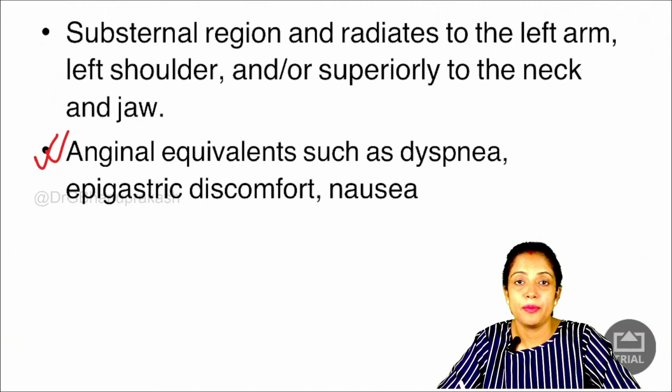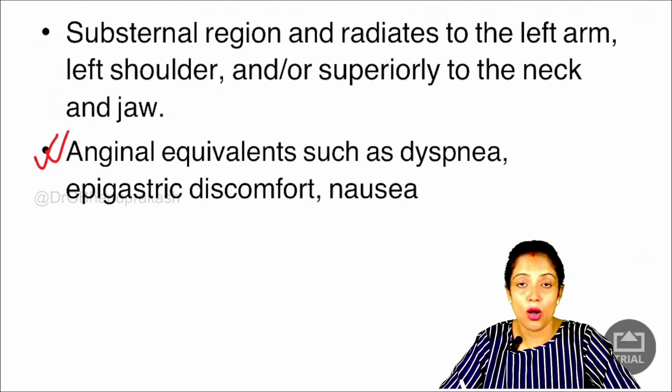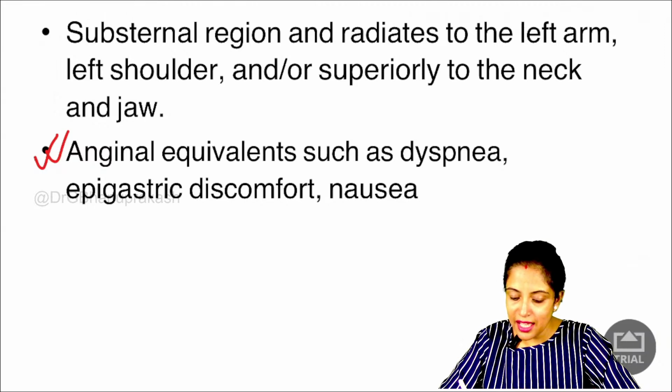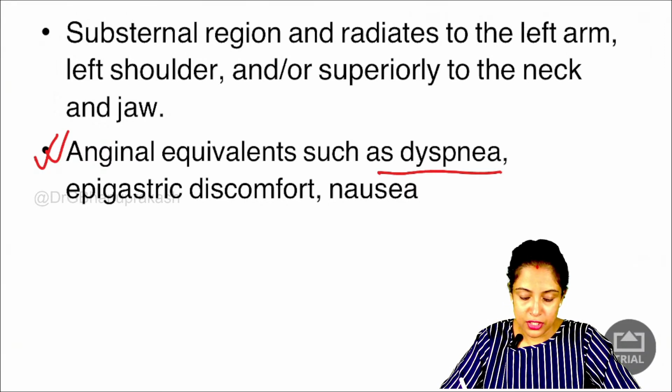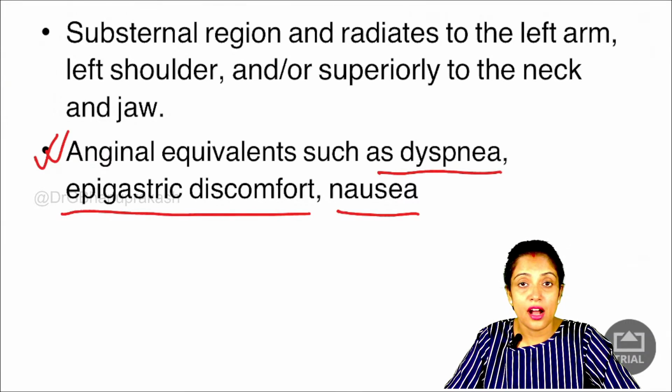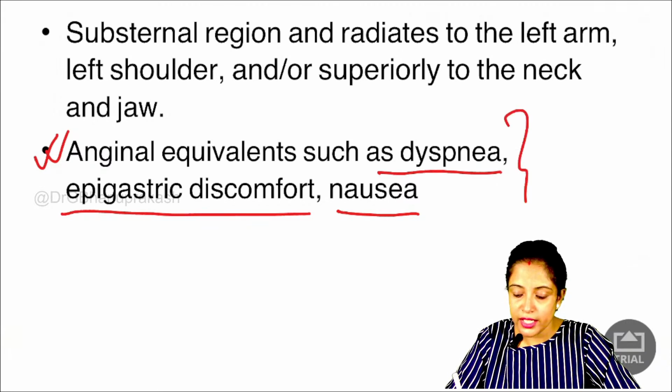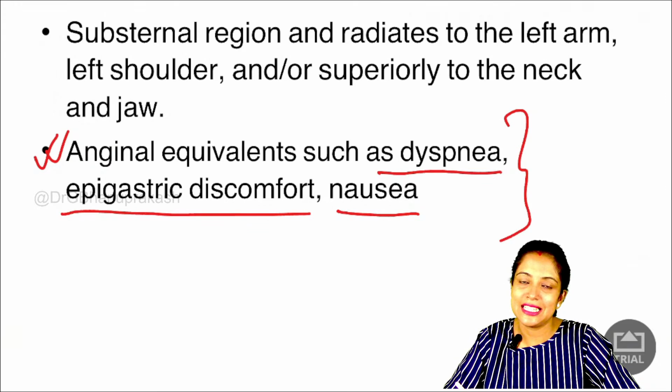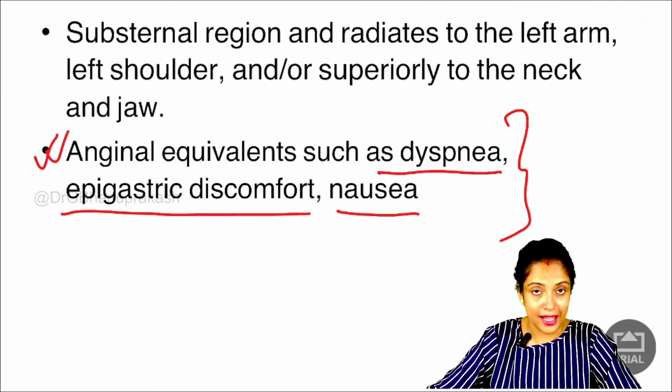Other than chest pain, the patient may have anginal equivalents. What do we say, anginal equivalents? It means other than chest pain, the patient may also present with severe dyspnea, shortness of breath. The patient may present with epigastric discomfort and nausea. These may also be the presenting features of acute coronary syndrome. And these anginal equivalents are most commonly seen in female patients. Females or elderly patients usually present with these atypical symptoms or anginal equivalents.